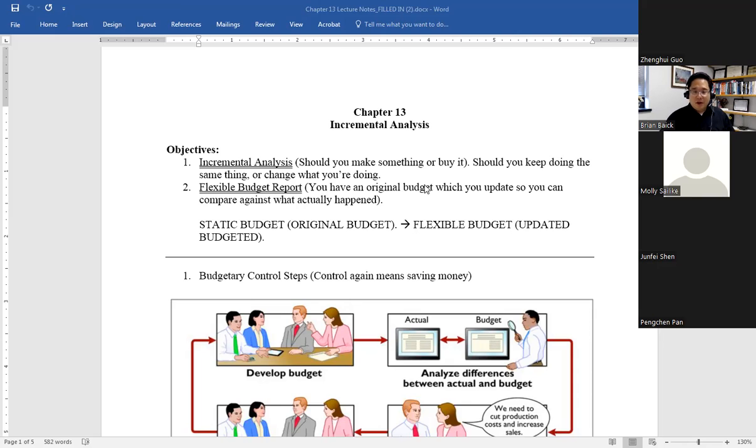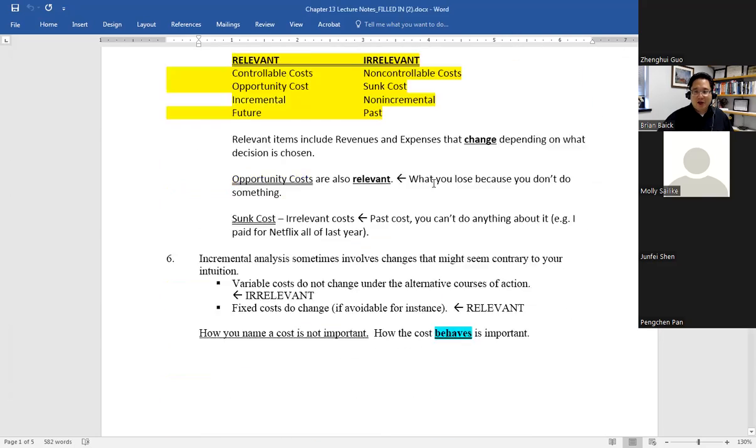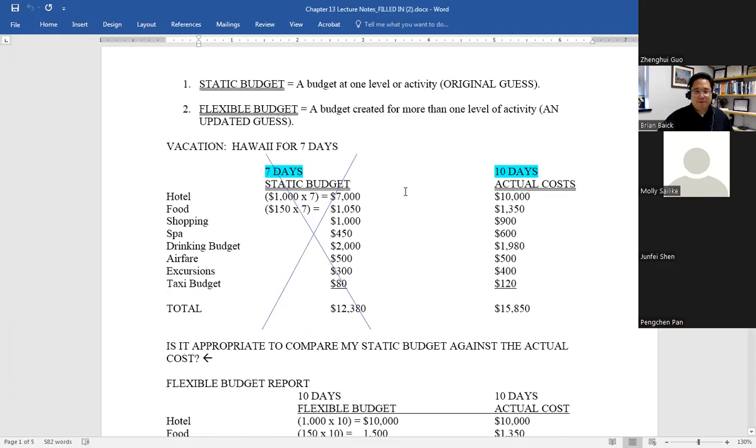So we have a static budget. That's the first budget that I make. And then when I figure out how much I actually have, then you can update the budget and make it a flexible budget. Prices may be variable. Very good. Let's take a look at the example that we did last time.